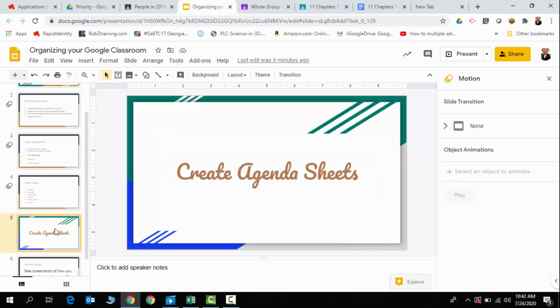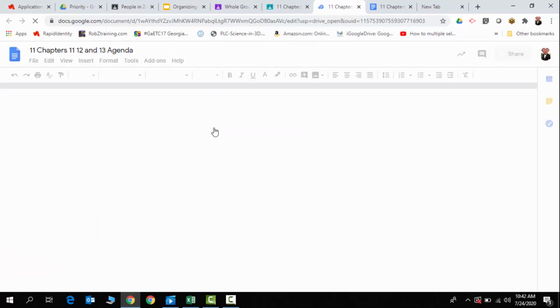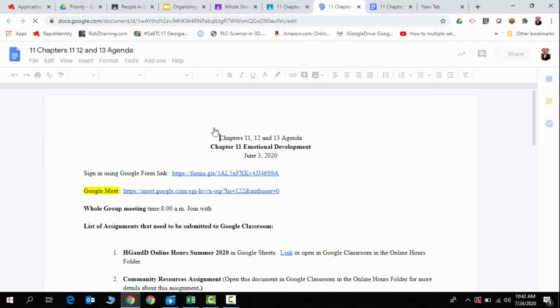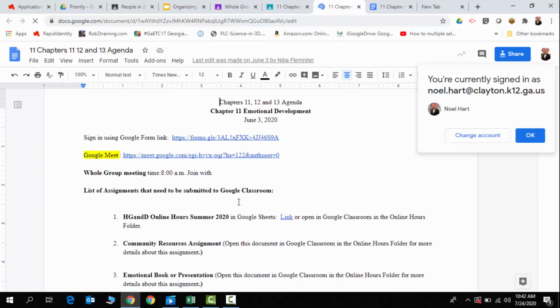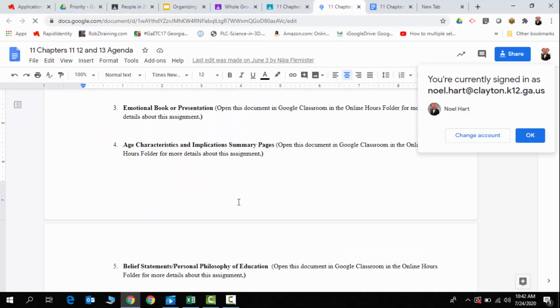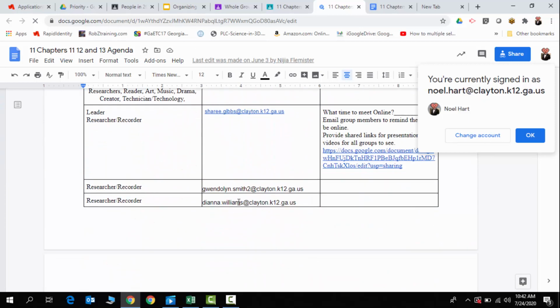Another way of organizing is to create an agenda sheet. And Joe Hart made these, and these were fantastic. So he put this by chapters, but they were essentially days or weeks. But then what he did is he made a Google form that they got to view, and it had all the links that they needed for that day or for that week.